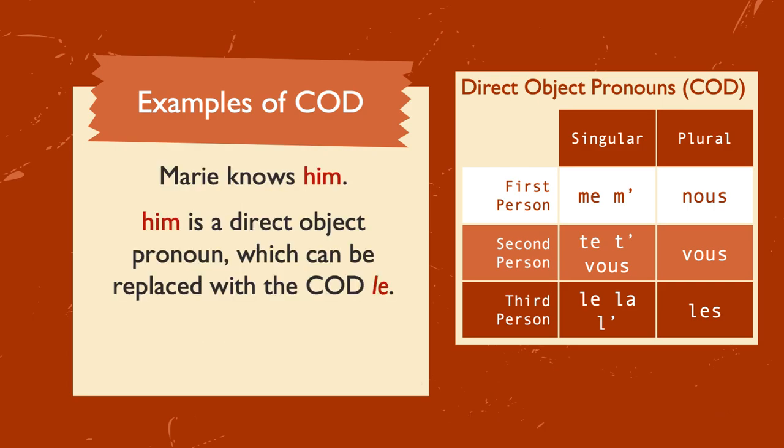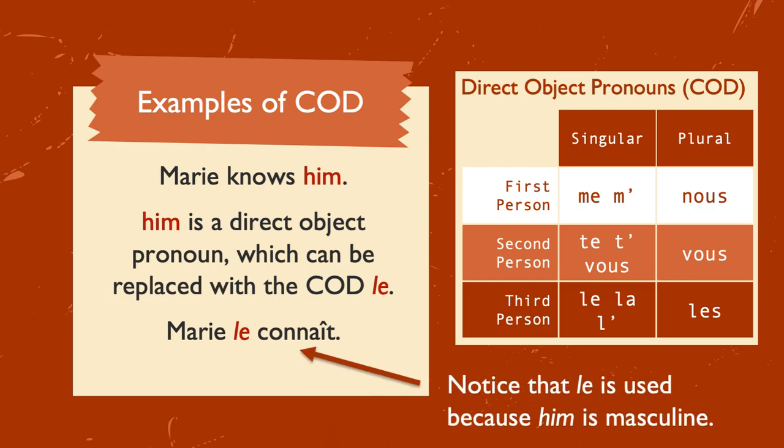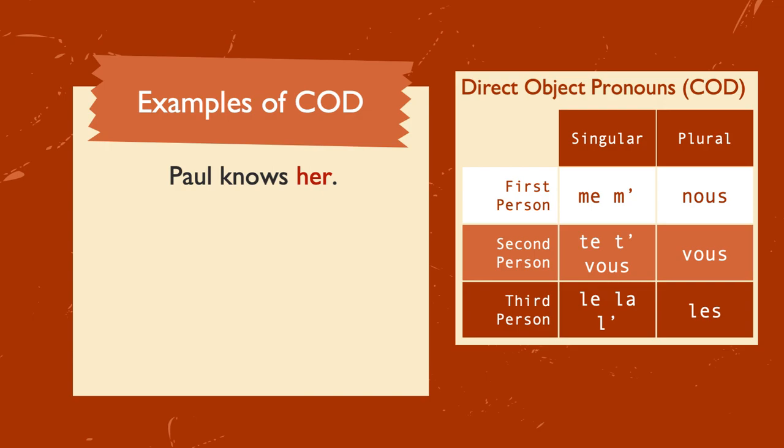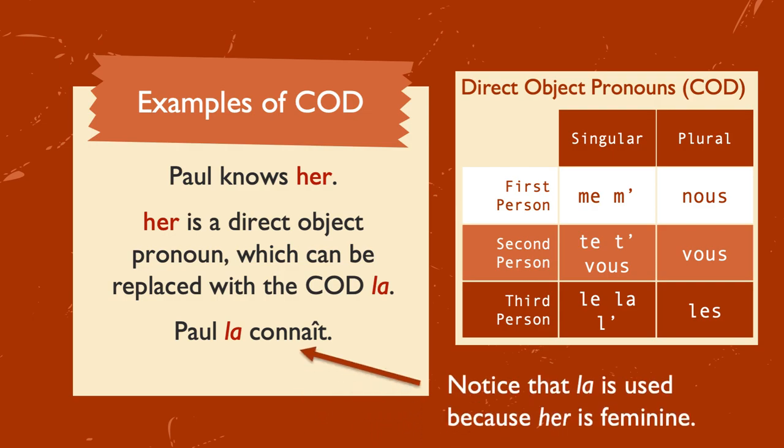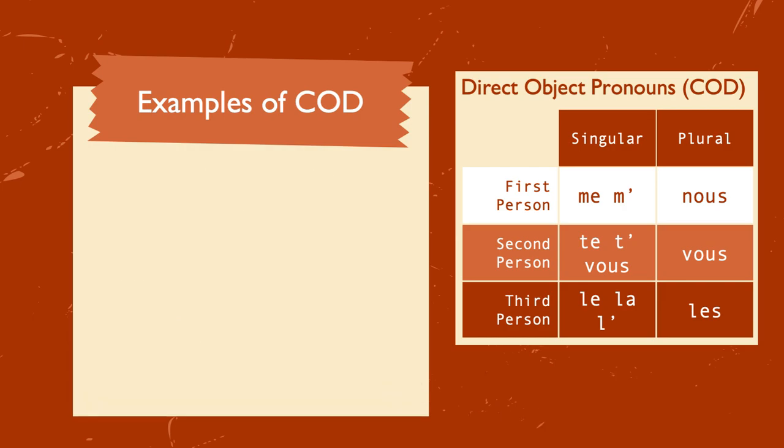Marie knows him. Him is a direct object pronoun which can be replaced with the COD le. Marie le connaît. Notice that le is used because him is masculine. Paul knows her. Her is a direct object pronoun which can be replaced with la. Paul la connaît. Notice that la is used because her is feminine.